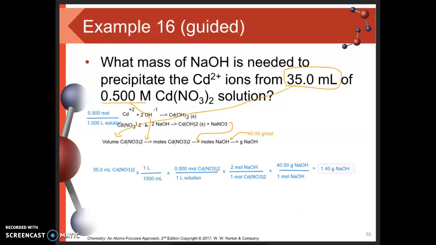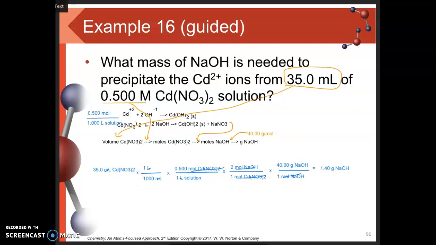Double check myself, make sure that everything's good and on the up and up. Milliliters cancel, liters cancel. My moles of cadmium nitrate cancel. My moles of sodium hydroxide cancel. I have grams of sodium hydroxide left.